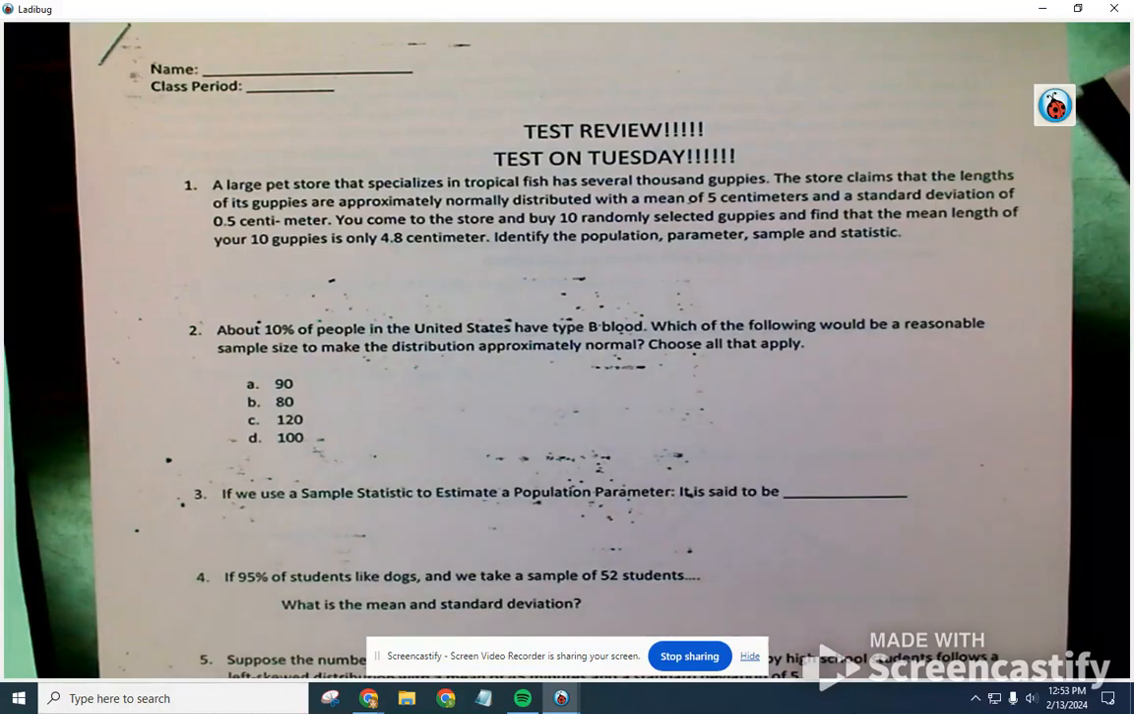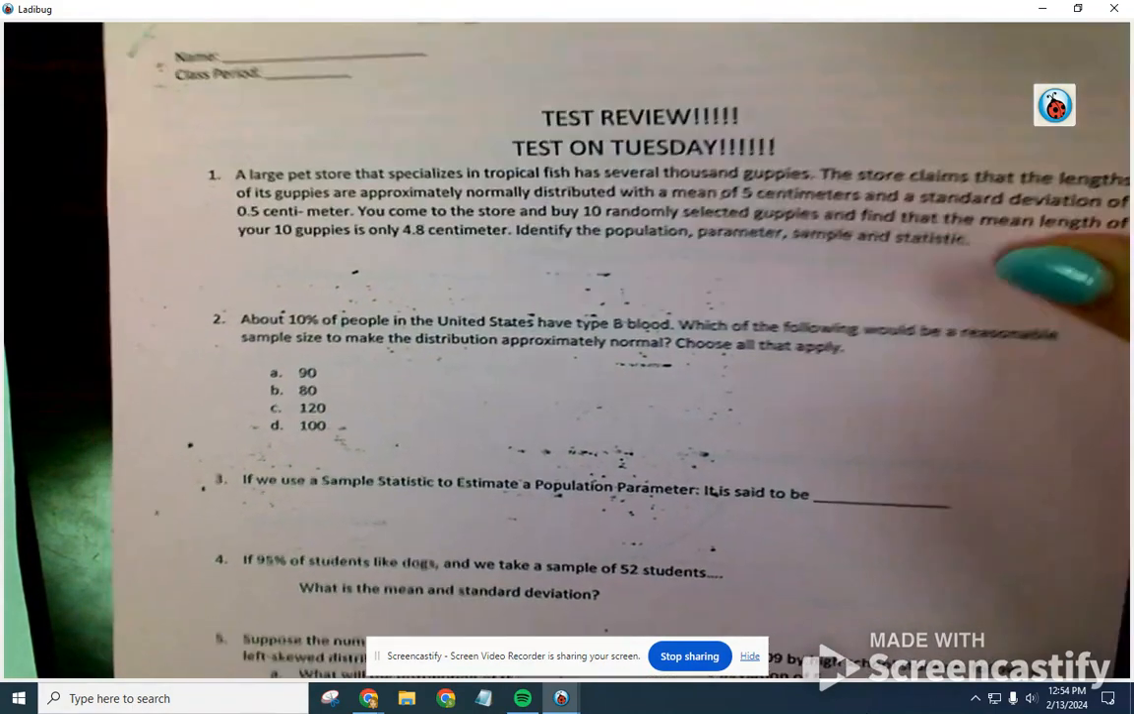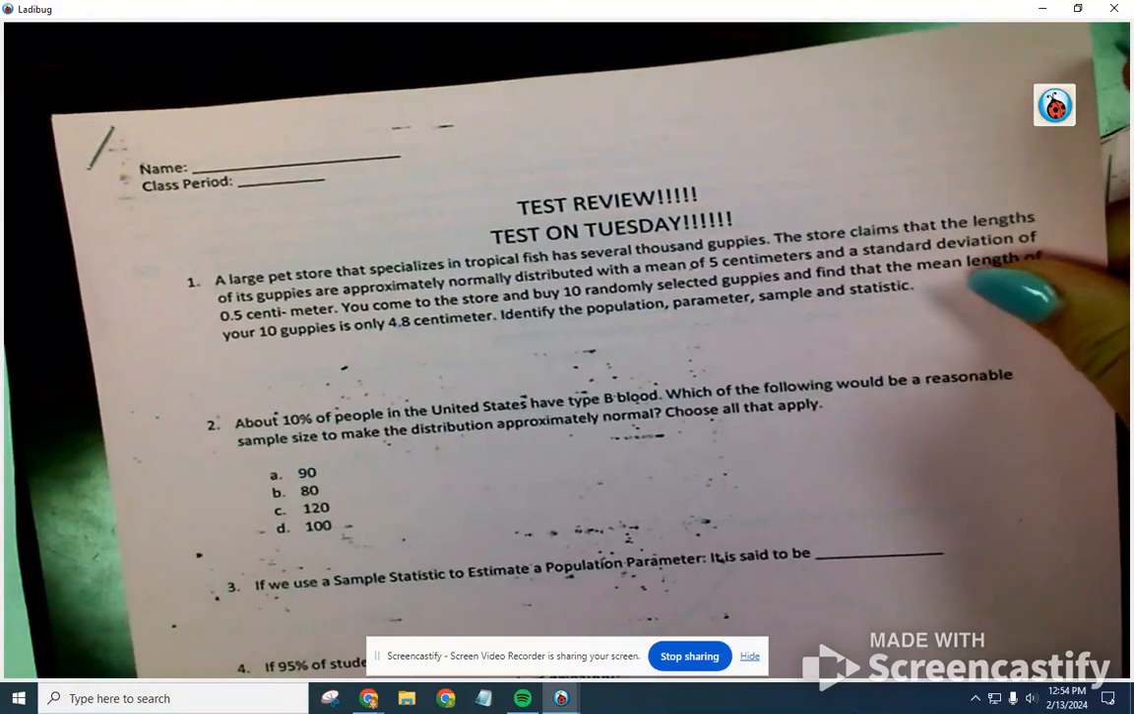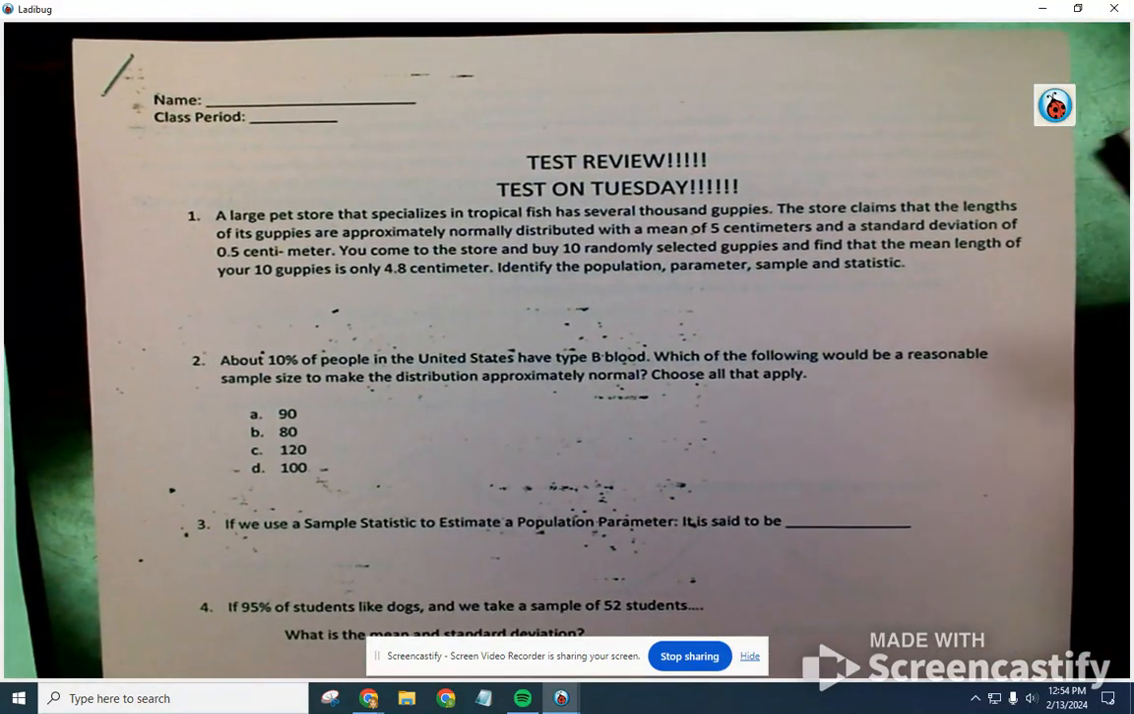Hi guys, today we're going to be looking at the Chapter 7 test review. We're going to start with this first page, which is all about the multiple choice section of this test. Okay, so let's go ahead and begin with number 1.